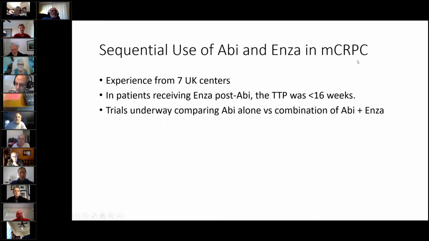Sequential use of abi and enzalutamide. So first abiraterone, then when patients failed that, they put them on enzalutamide. This was, I guess, a fairly large study. It says from 7 UK centers, and the time to progression, TTP, was less than 16 weeks. So that's not very good. So enzalutamide following abiraterone, not very good. But again, they're combining. Yeah, which I thought they did already, but I'll have to research that.